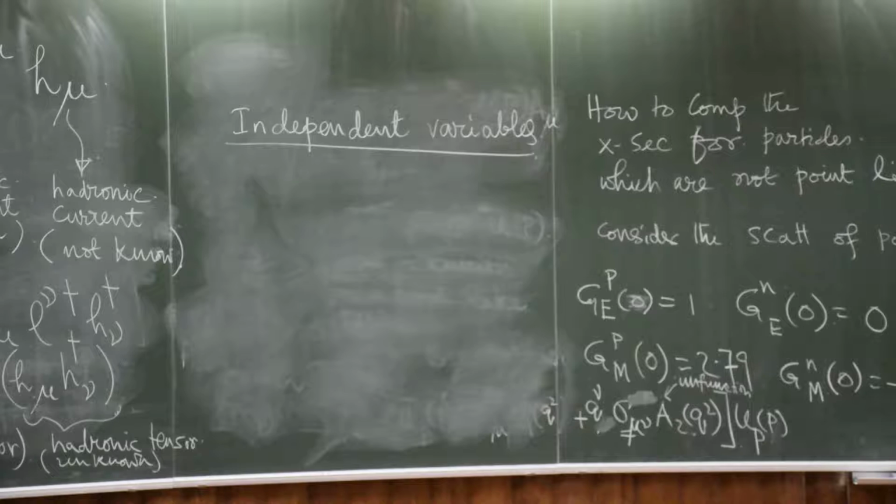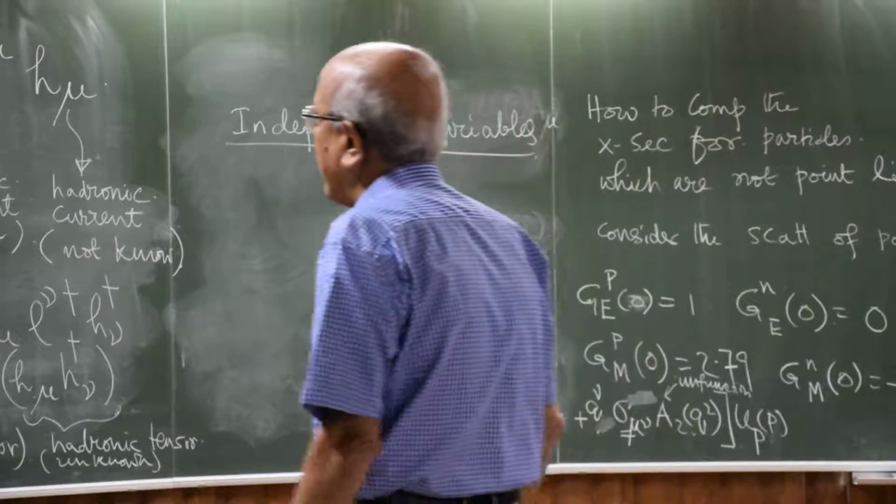And 2 going to 2 scattering is basically dependent on the scattering angle. That's all. And that scattering angle is represented by q square, the momentum transfer. The momentum transfer is dependent on the scattering angle. So there was only one independent variable, q square. But here that does not hold because the constraints are different.